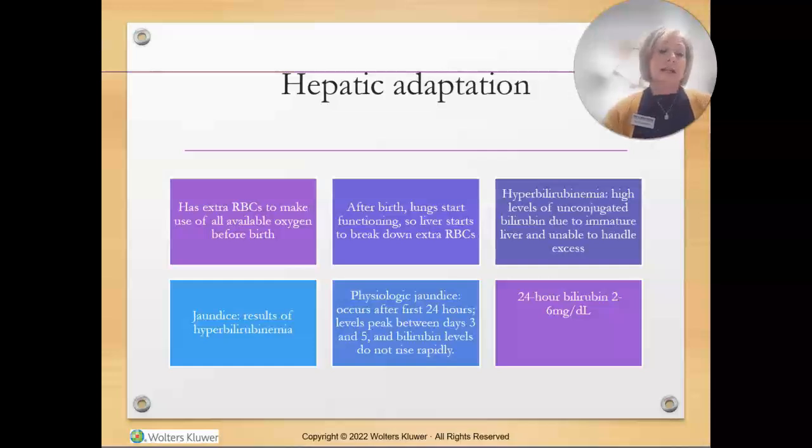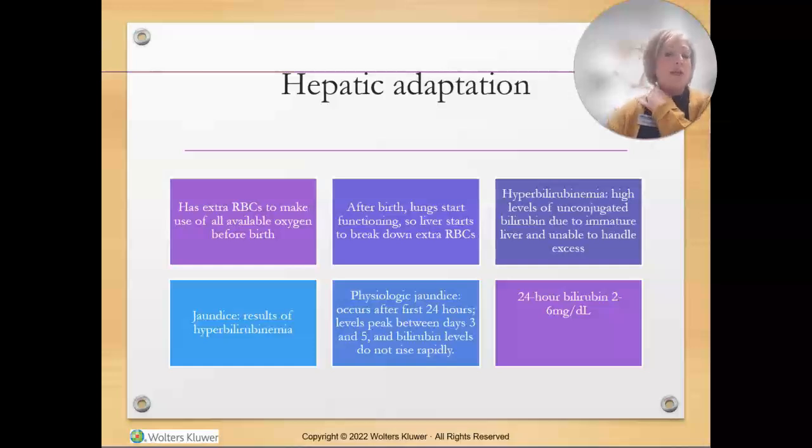So then that baby's going to get a little bit of jaundice, or a little bit of yellowness to their skin. Physiological jaundice is kind of normal. It's normal for every baby to get a little bit of jaundice just because of the hepatic adaptation. It occurs after that first 24 hours, and the levels are usually going to peak about day 3 to 5. Bilirubin levels don't usually rise rapidly.